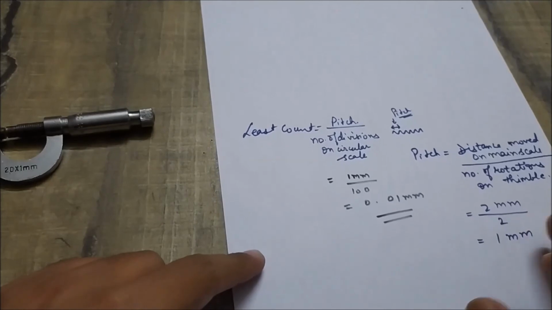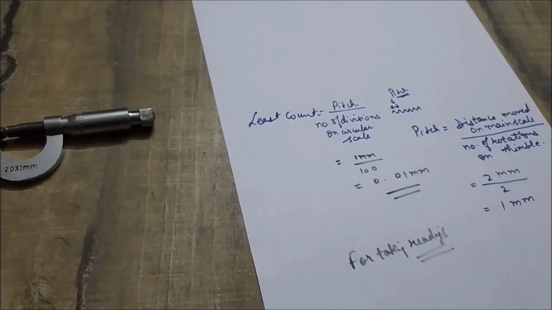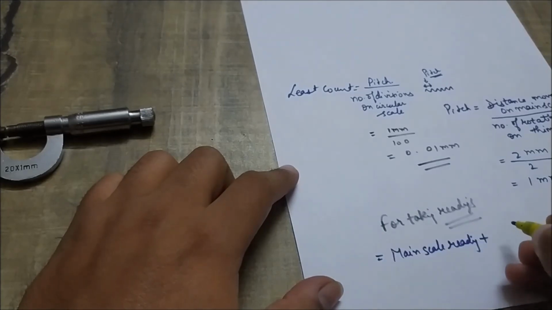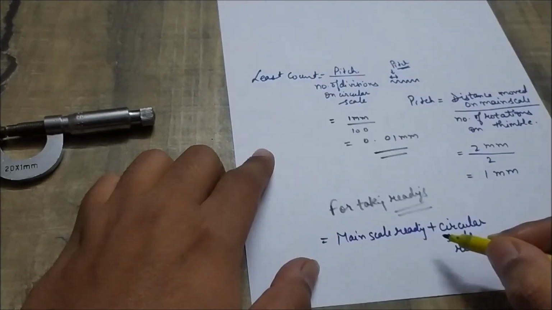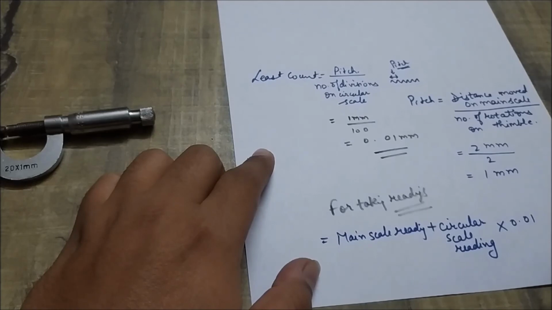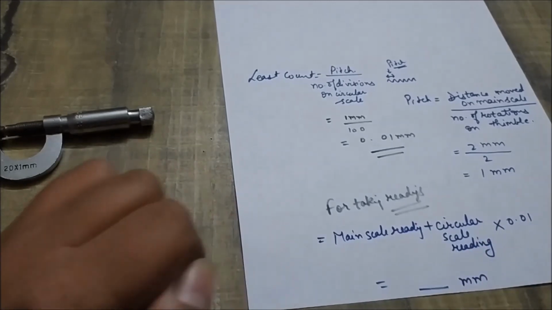And now let's see how to take readings on the screw gauge. For taking readings, you take both the main scale reading and the circular scale reading. So the method of taking a reading is main scale reading plus circular scale reading. Before adding, you have to multiply the circular scale reading with the least count of the screw gauge, and whatever final value you receive is the reading in millimeters. So this is the way to take readings.